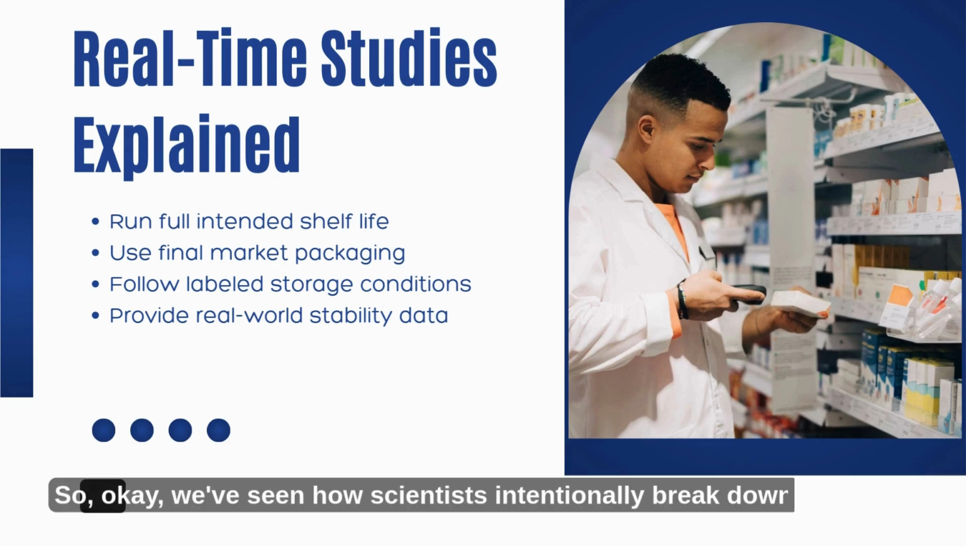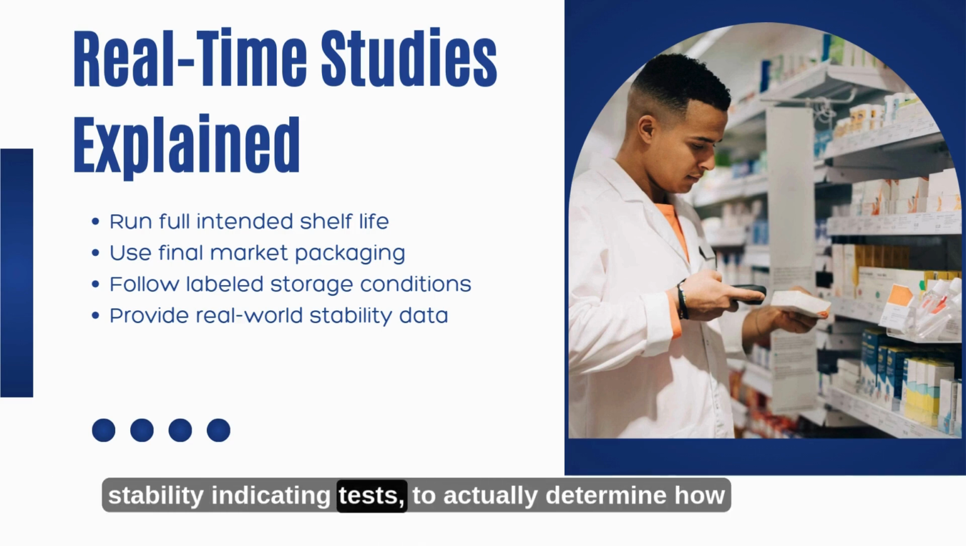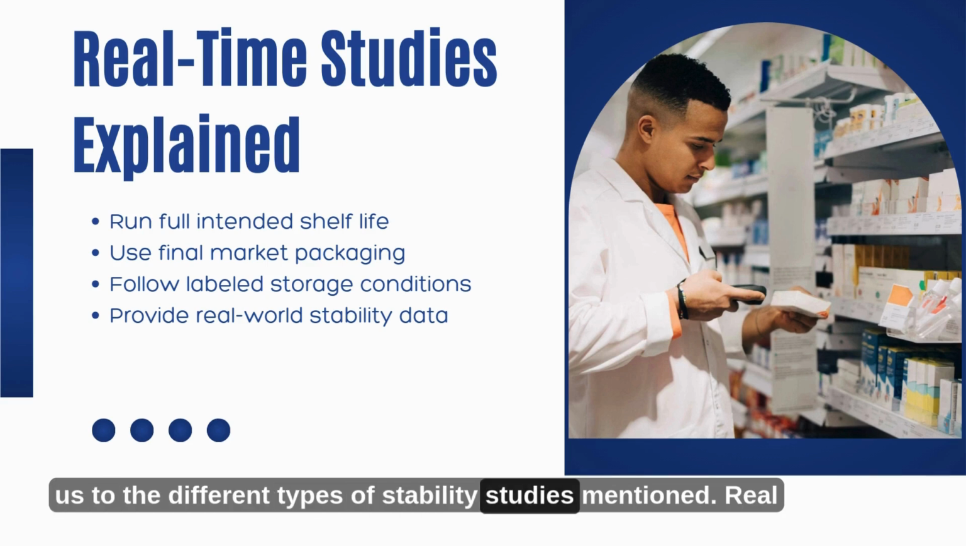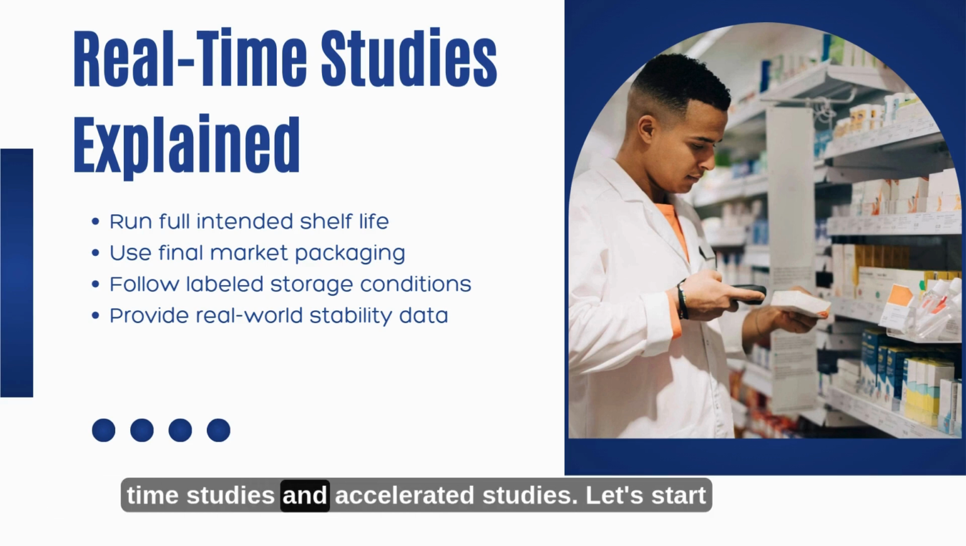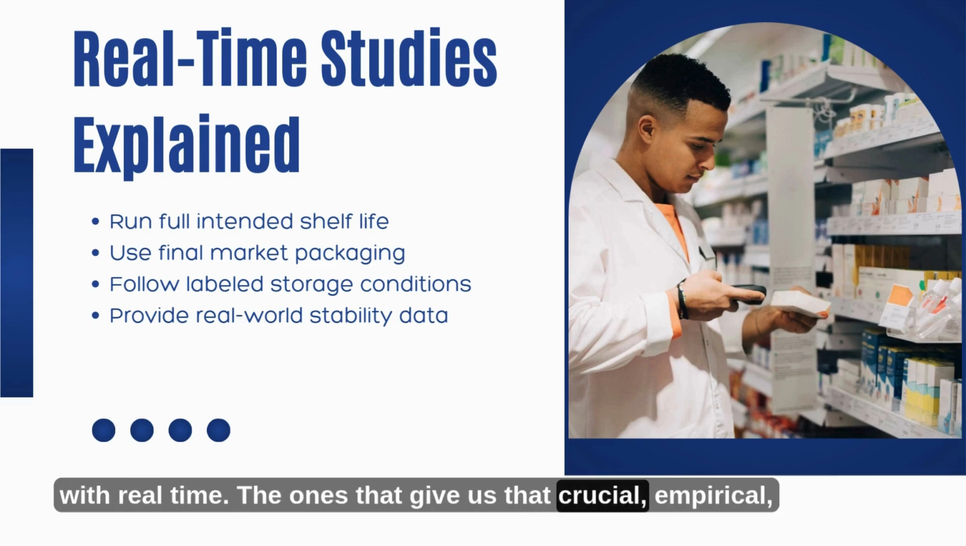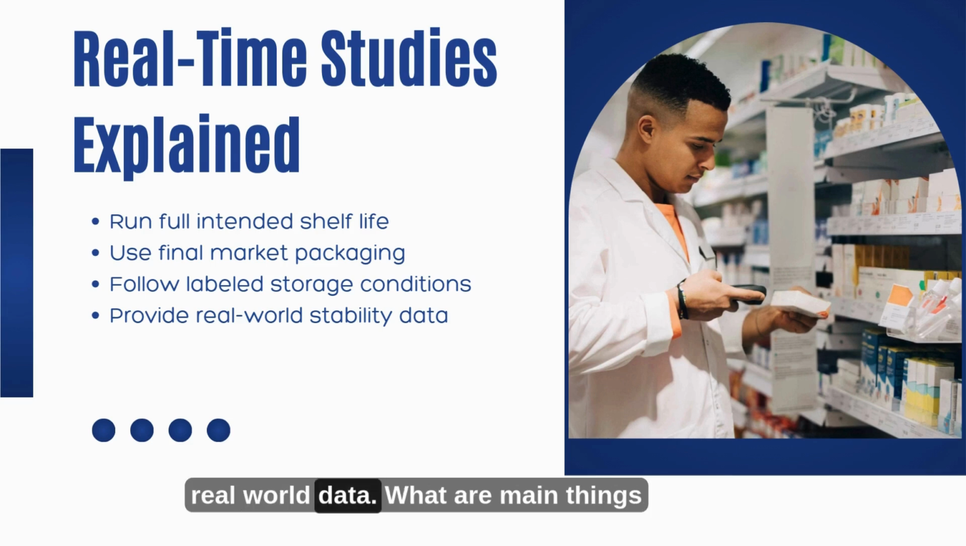So, okay, we've seen how scientists intentionally break down drugs to understand their weaknesses using forced degradation. Now, let's talk about how they use that information and these stability indicating tests to actually determine how long a drug will stay good on your shelf. This brings us to the different types of stability studies mentioned, real-time studies and accelerated studies. Let's start with real-time, the ones that give us that crucial empirical real-world data. What are the main things to know about these?